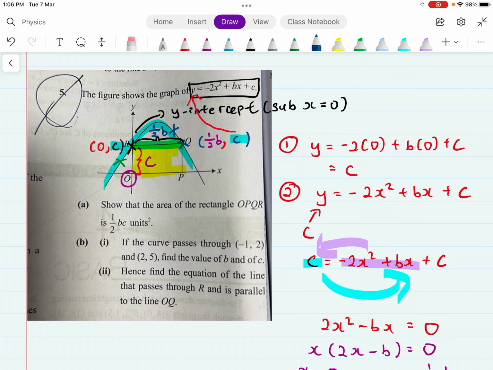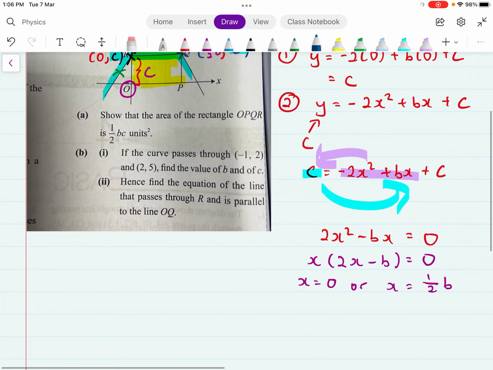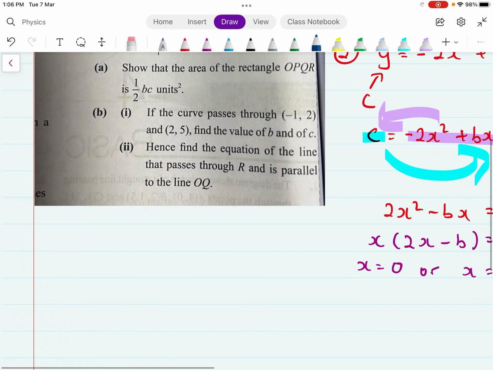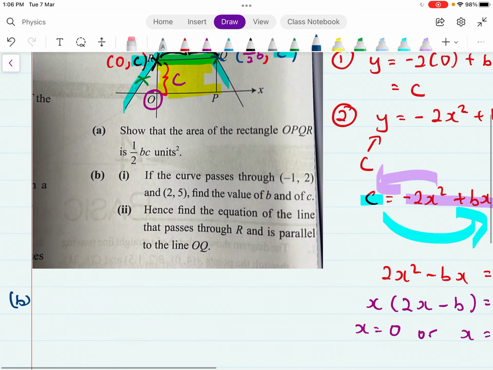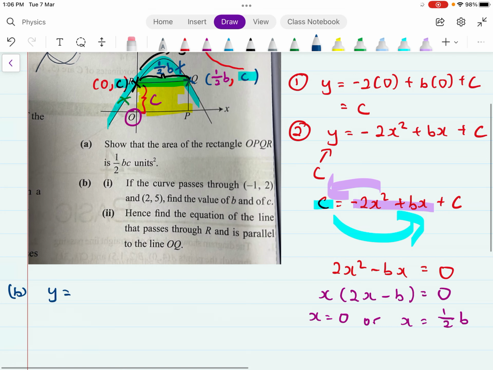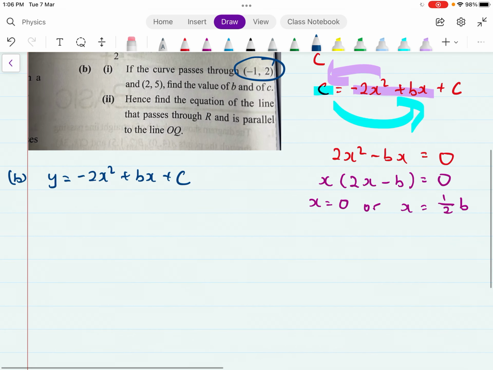As long as your curve or graph passes through these two coordinates, you can simply sub in the values inside your equation. Okay, so let's sub in the values first. For part B, first thing, y equal to negative 2x squared plus bx plus c. So you sub in the first coordinate first, so negative 1, 2, right? Always remember, first number x, second number y. So you sub in 2 here, equal to negative 2 times negative 1 squared plus b times negative 1, and plus c, right?